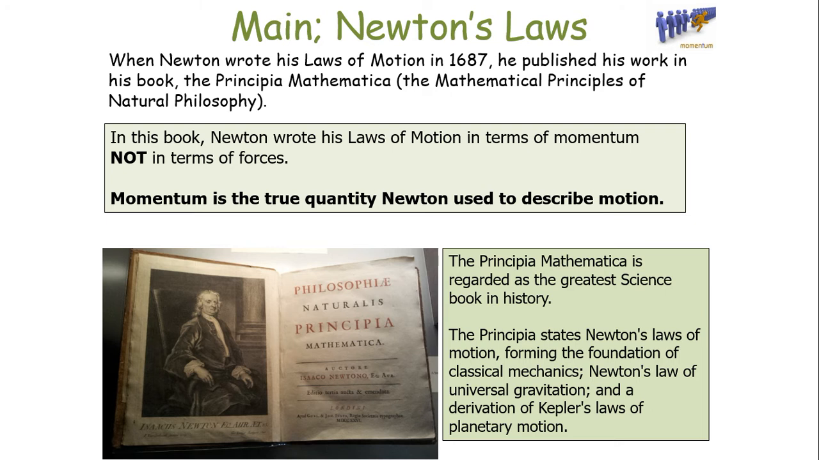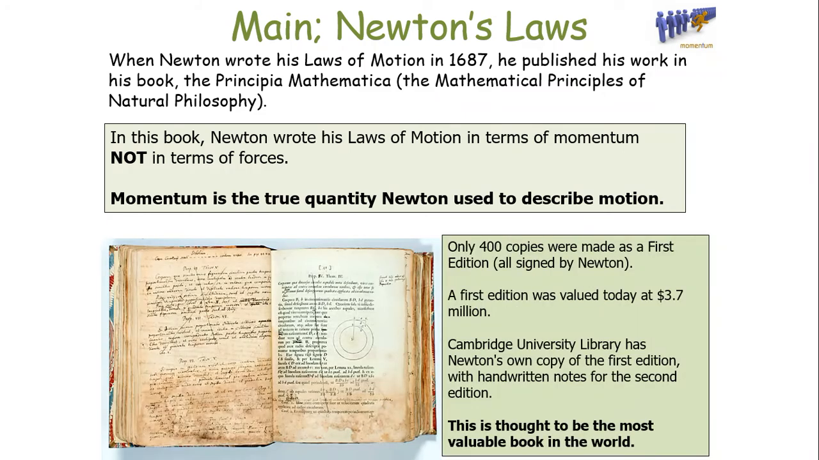Now, when Newton wrote his laws of motion in 1687, he published his work in his famous book, the Principia Mathematica, which is Latin for the mathematical principles of natural philosophy, physics. In this book, he wrote his laws of motion in terms of momentum, not in terms of forces. So it could be said that momentum is the true quantity Newton used to describe motion.